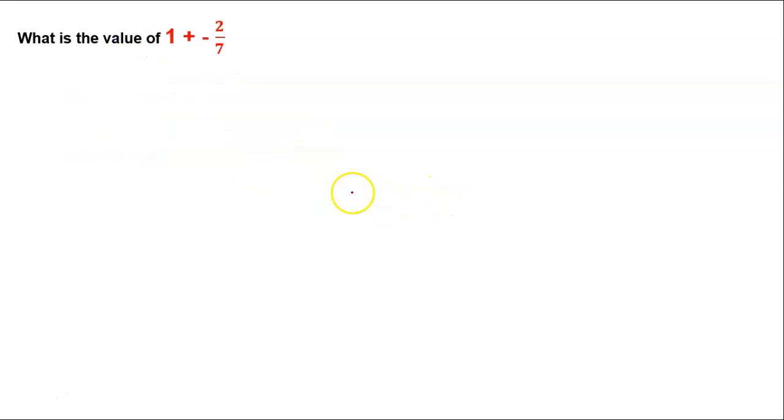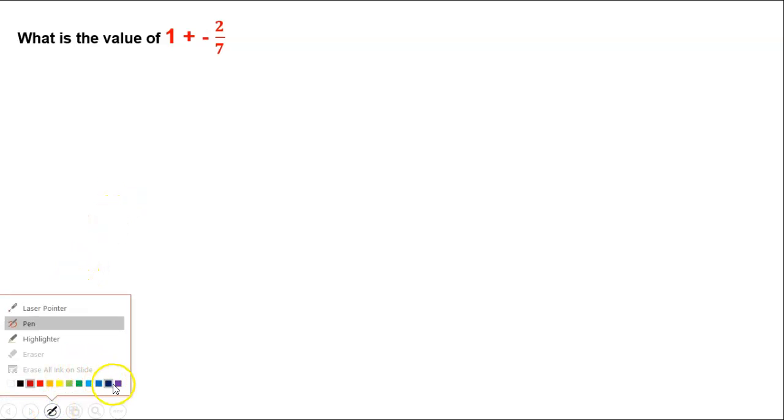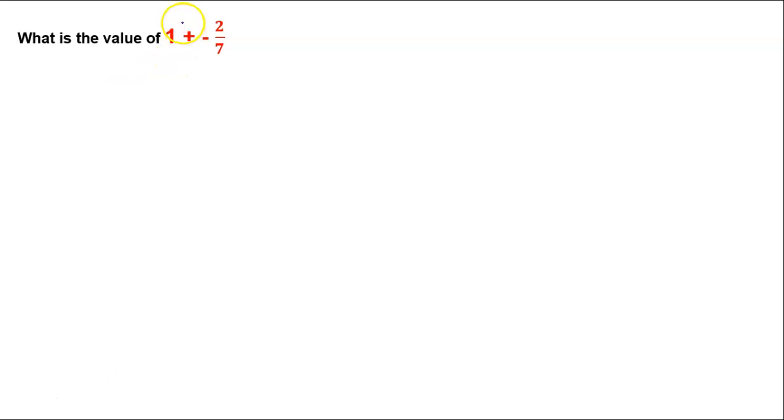Great. Now we have the last question. This is our last question for this video. What is the value of 1 plus negative 2 over 7? We have a positive and a negative sign between 2 numbers, so we have to multiply these signs.